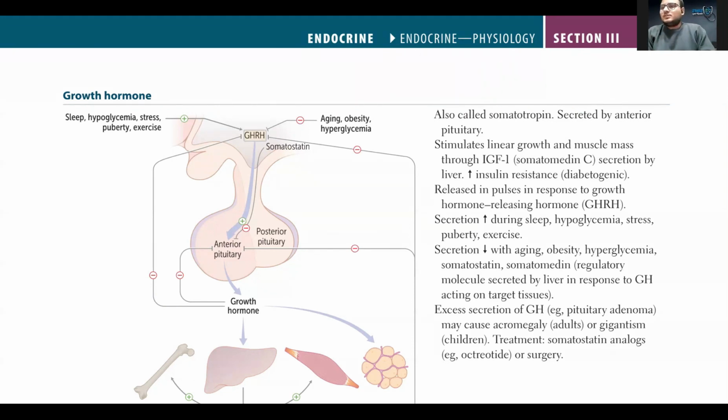Okay, next, secretion is decreased by aging, obesity, hyperglycemia, and somatostatin. Next, excess of growth hormone is caused by a pituitary adenoma. We will study it in detail. It can lead to acromegaly and gigantism. Acromegaly is the word used in adults and gigantism is the word used in children. And the treatment of these is a somatostatin analog. We will study in detail in our next lectures.